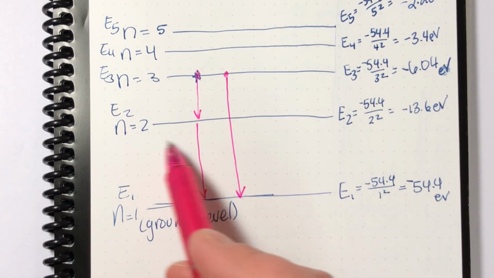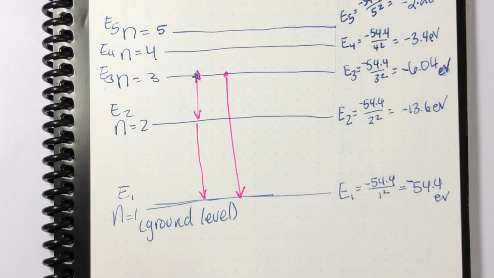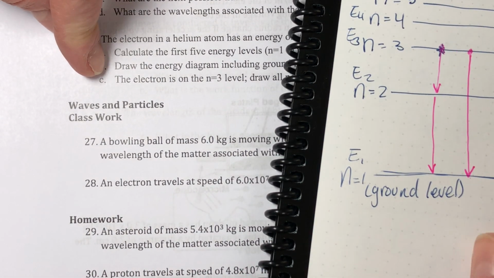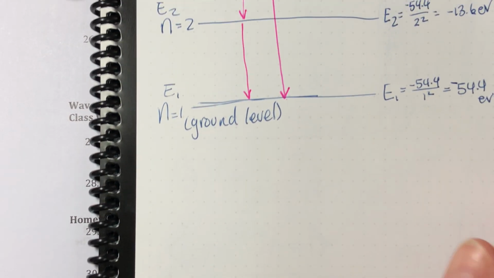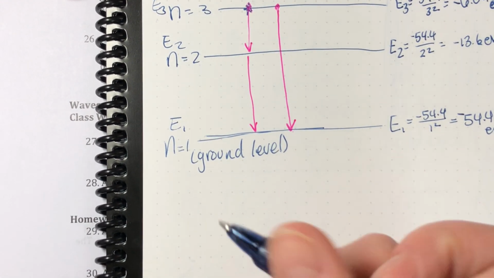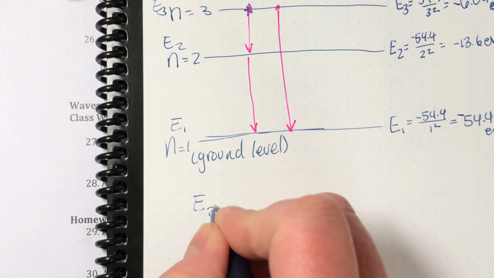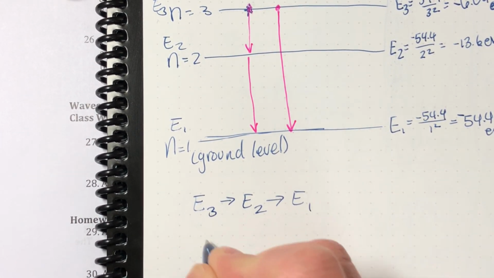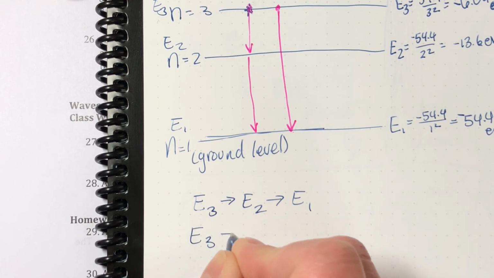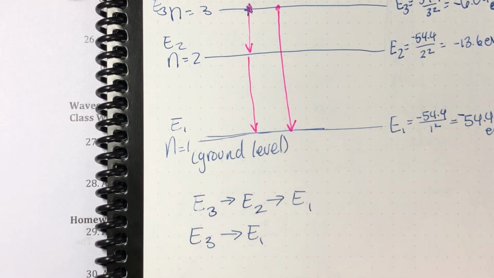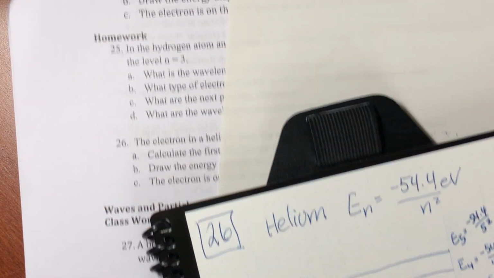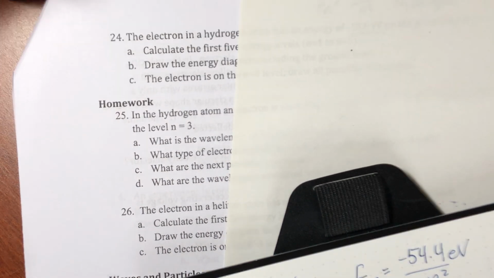And usually they give you a low energy level, and then they just ask you to give the different combinations. So that's our answer here for part C. And you could write this out if you wanted to. You could just go E3 to E2 to E1, or it could go from E3 directly to E1. So those are the two choices. And that's all we have for number 26. So again, you can do 24 and 25 for homework.